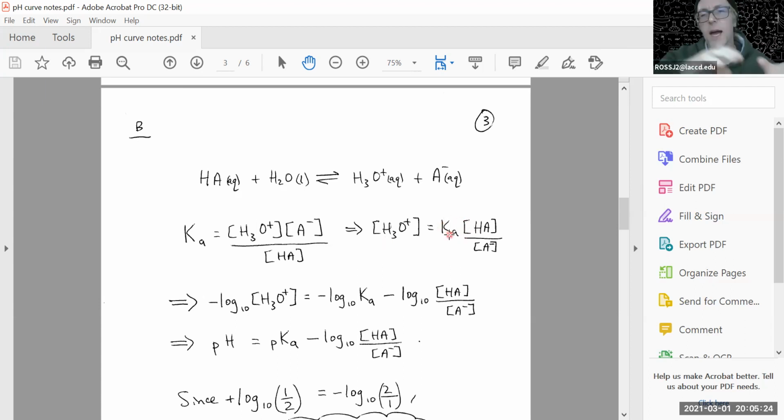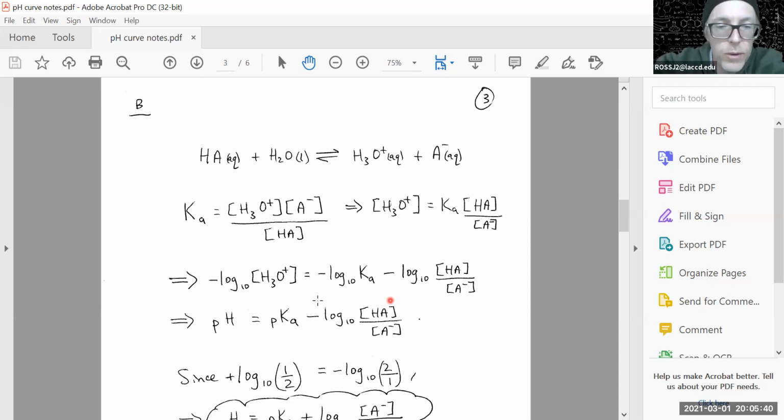We've got the Ka, and then we've got the fraction HA over A minus. So we take the log of a product, we add log terms, but because we're taking the negative log, we add a negative value, so it becomes a subtraction. So that's straightforward. Then we can relabel everywhere that we have negative log base 10, we can replace that with a P. So again, we have pH on the left of the equality here. Again, pKa on the right, and then we have another expression with ratios of acid and base.